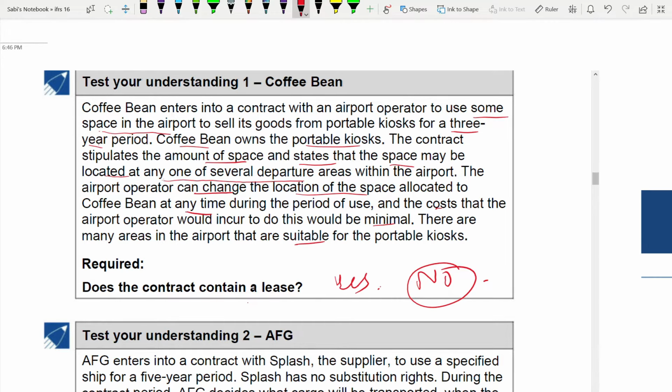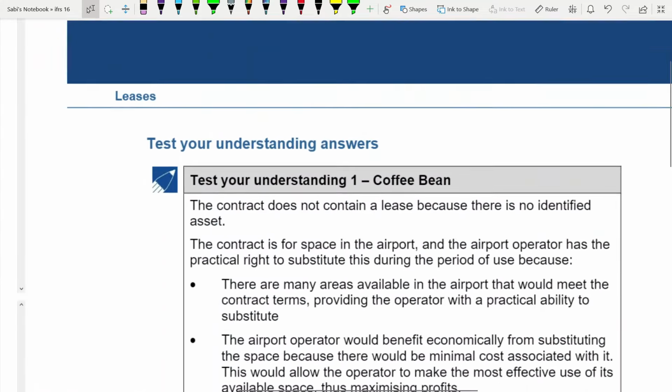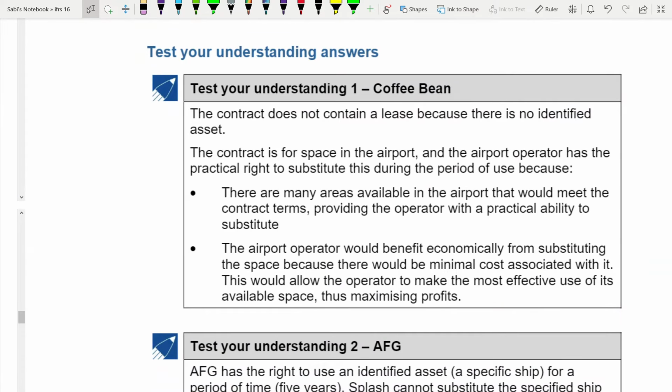Okay, we'll see the answer. I've pasted the answer, but my main motive is not for you to copy paste this answer and memorize it. No, you need to understand the points behind the reasons. So first you start by saying no, they do not contain a lease because there is no identified asset. You see, did they say which asset? No, they just said some space.